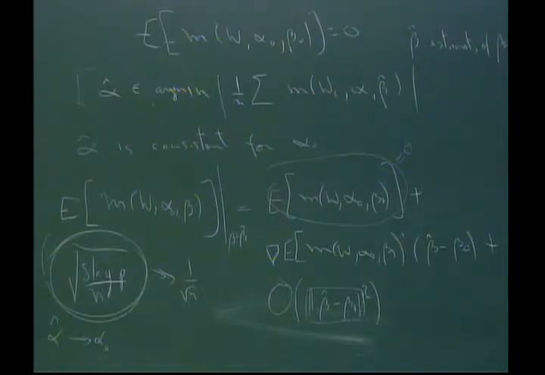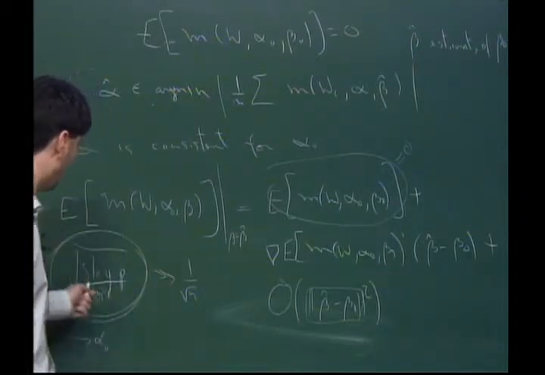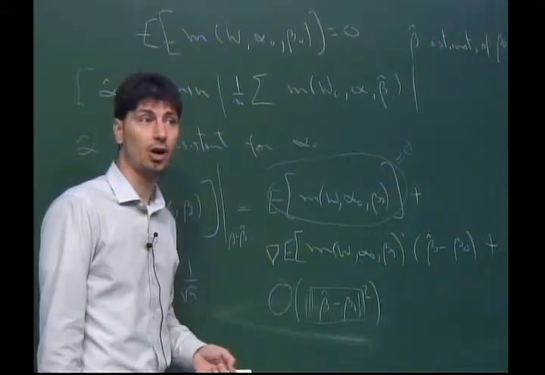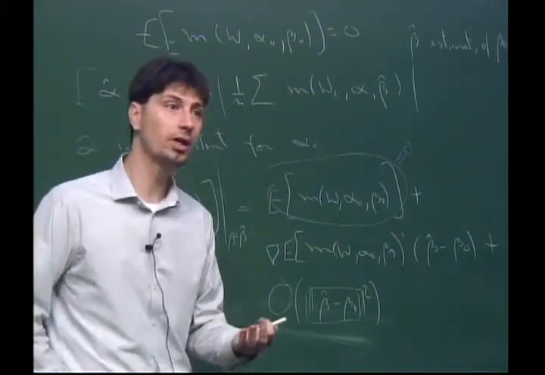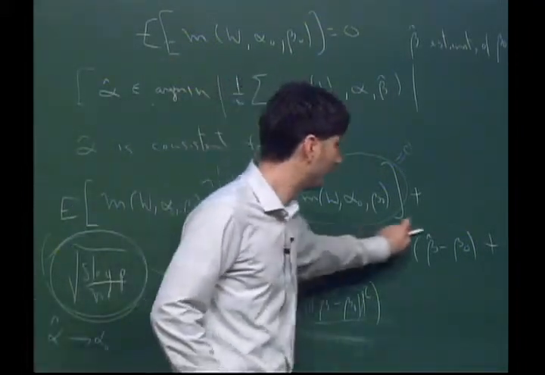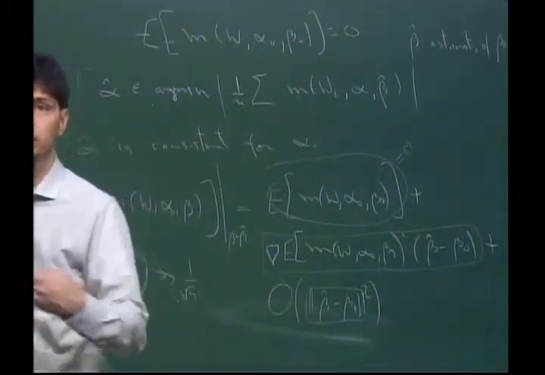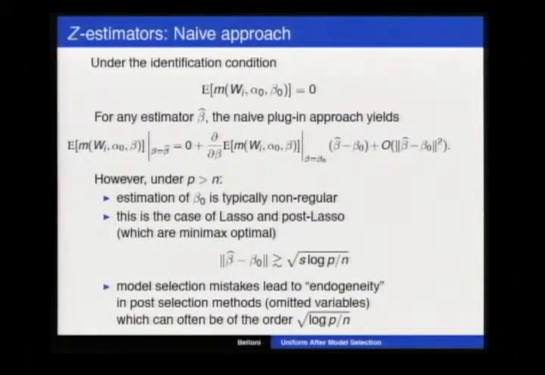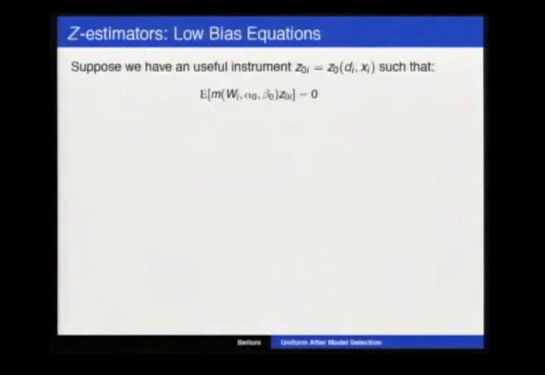Essentially, it goes back to the idea that in high-dimensional estimation, beta hat is a non-regular estimator for beta naught, so it does not converge at root n rate. So this term is bigger than that, and this term will actually dictate the asymptotic behavior. And we have seen that lower bounds for Lasso are actually of the same order of magnitude as upper bounds, so it's really problematic.